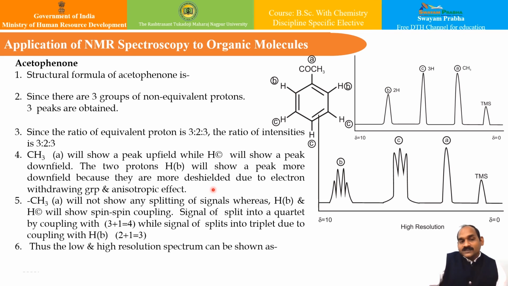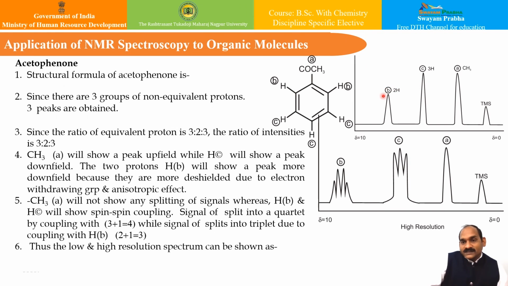So this CH3 will show a peak which is upfield, while this C kind of protons will show a peak downfield. The two protons present over here will show a peak even more downfield because they are more deshielded, due to the electron withdrawing group and the non-uniform environment, which is called the anisotropic effect. This CH3 will not show any splitting of signals, whereas the B kind and C kind, since they are adjacent to each other, within 3 bonds, are going to split.